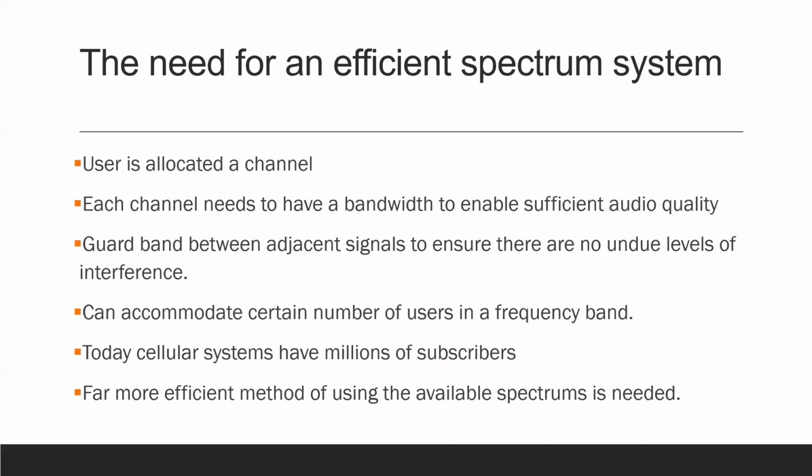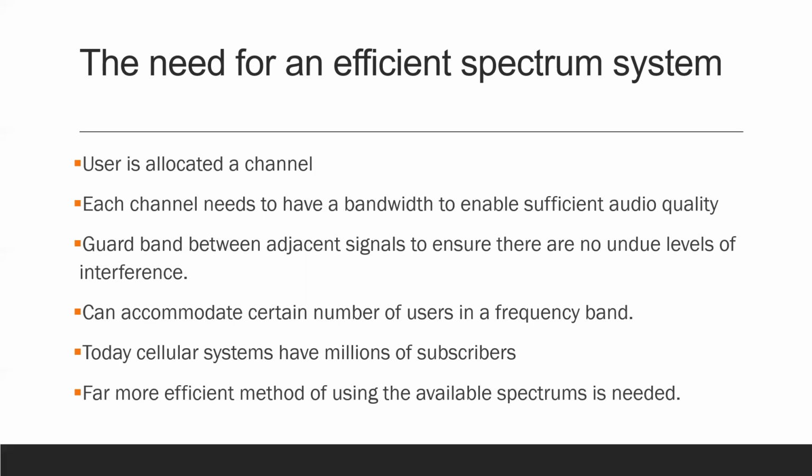The need for an efficient spectrum system. To illustrate the need for efficient spectrum usage for a radio communications system, take the example where each user is allocated a channel. Each channel needs to have a bandwidth of around 25 kilohertz to enable sufficient audio quality to be delivered, as well as enabling there to be a guard band between adjacent signals to ensure there are no undue levels of interference. Using this concept, it is only possible to accommodate 40 users in a frequency band 1 megahertz wide.